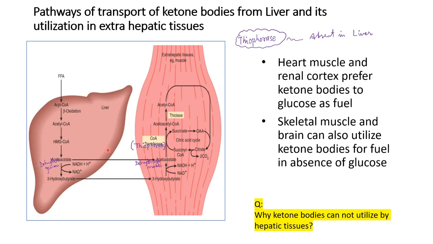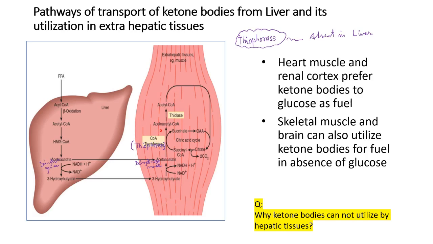So this is a short question you'll be asked: why can ketone bodies not be utilized by hepatic tissues? This is your answer. Hepatic cells do not contain the enzyme thiophorase, and therefore hepatic cells cannot utilize ketone bodies. Whereas it is present in the extrahepatic tissues, or in the muscles, and therefore muscles can utilize the ketone bodies for energy production.